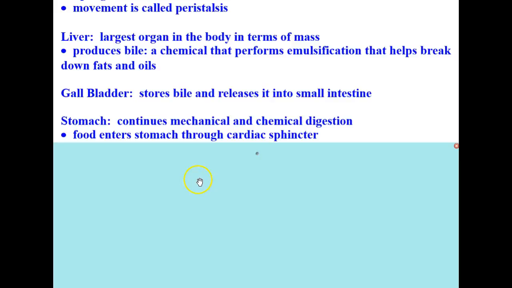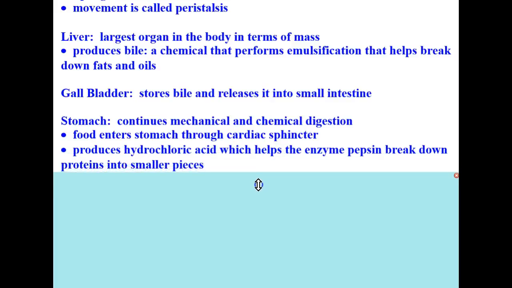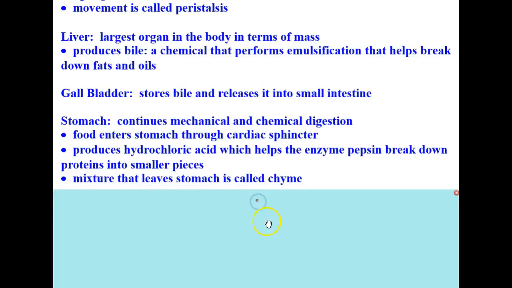The stomach continues mechanical and chemical digestion. The food enters the stomach through the cardiac sphincter. This would be a muscle between the esophagus and the stomach. The stomach produces hydrochloric acid, which helps the enzyme pepsin break down proteins into smaller pieces. And this is a mixture that leaves the stomach, which is called chyme.